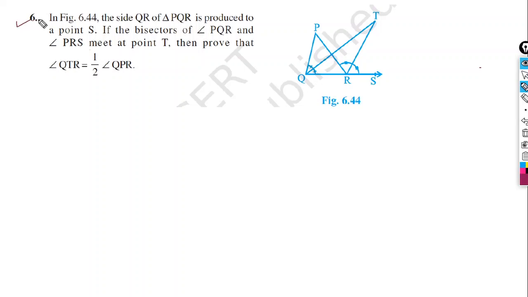Come to question number 6. In figure 6.44, the side QR of triangle PQR has been produced to point S.